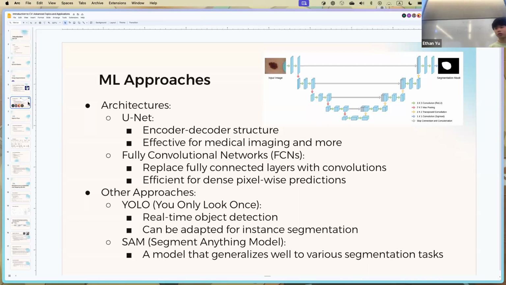Fully convolutional networks are just like a fully connected network, which I'll maybe explain later, except you just have convolutions all around. And other approaches: YOLO, you only look once. That's a pretty famous one because it's lightweight and does inference really fast. It's basically another model that, given an image, outputs a bunch of masks. We might have you guys implement this. We'll see. It's actually not that bad. And then SAM is what I just talked about. And I think that's it for image segmentation.